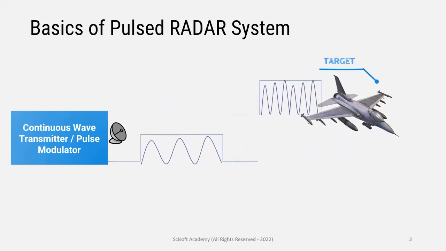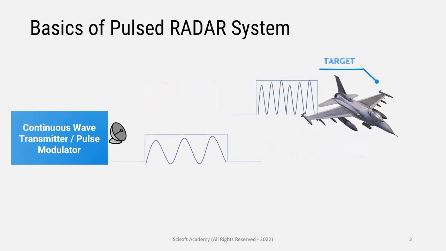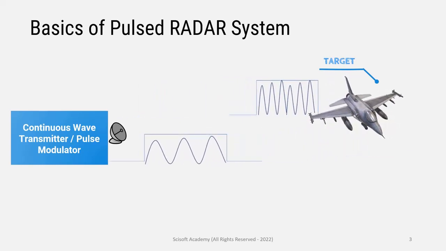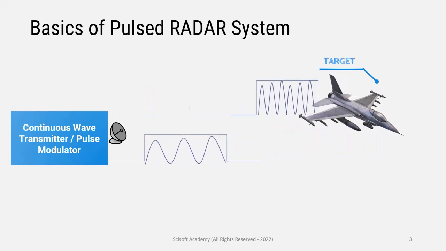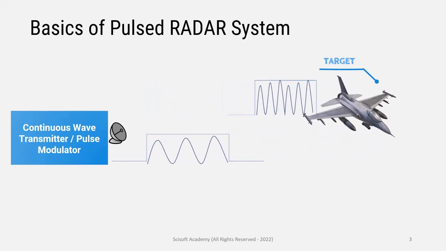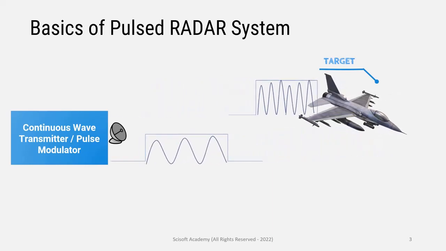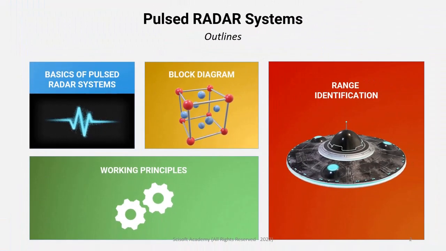The transmitted pulses are going to get reflected by the target. Based on the received pulse duration, we are going to calculate the range of the specific target. So this is the very basic information of this pulse radar system. Now we will move ahead with the block diagram of the pulse radar system.